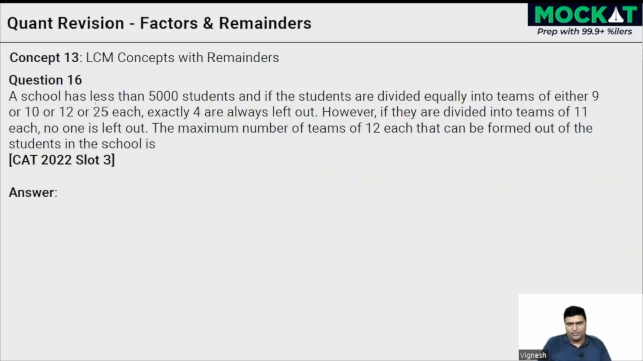So back to this, the LCM of 9, 10, 12, and 25 is going to be 900, so 900K plus 4. That's the number format. Total number of students is of the form 900K plus 4. Only then when you divide by 9, this gets cancelled, 4 are left out. Or by 10, this gets cancelled, 4 are left out, and so on. We've seen that in the lesson. However, if they are divided into teams of 11 each, then no one is left out. That means this number is perfectly divisible by 11, and can also be written as 11A.